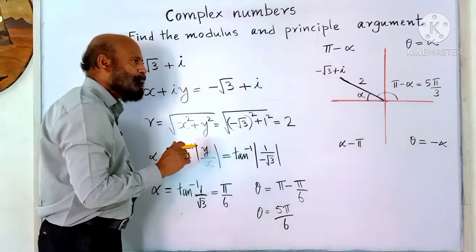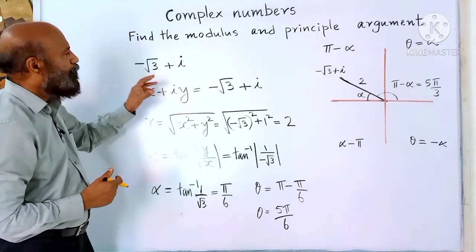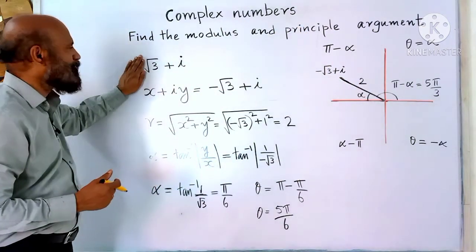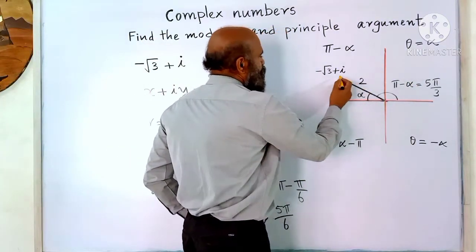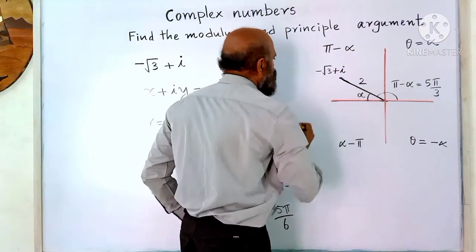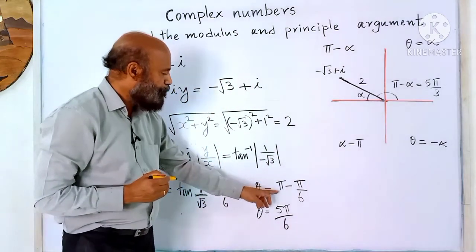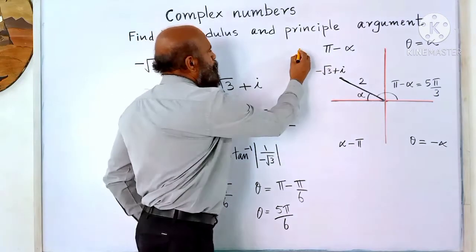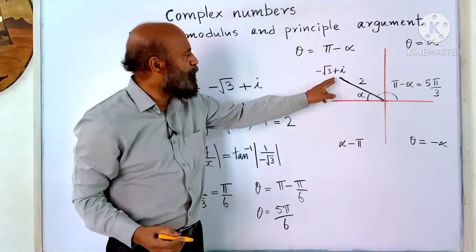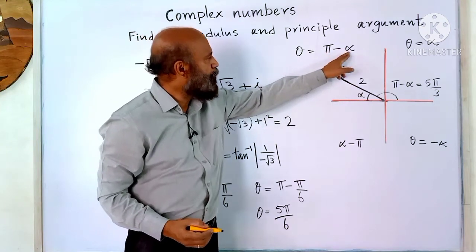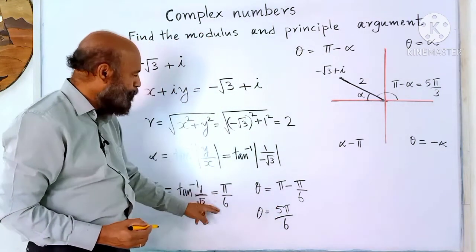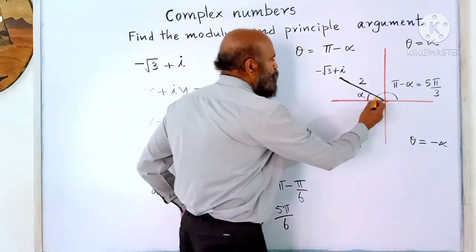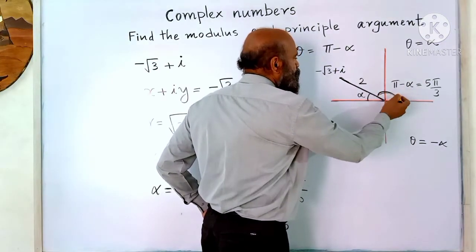In the previous example, it was in the first quadrant because it was root 3 plus i. Now it is in the second quadrant. So theta is pi minus alpha. If the complex number is in the second quadrant, theta is pi minus alpha. Here alpha is pi by 6. So pi minus pi by 6, that is 5 pi by 6. So this is pi minus alpha.